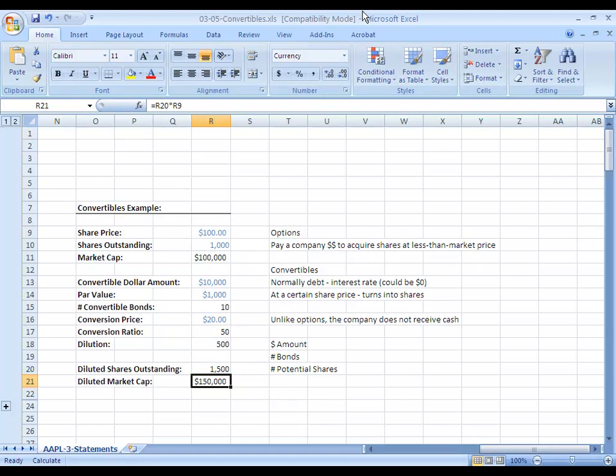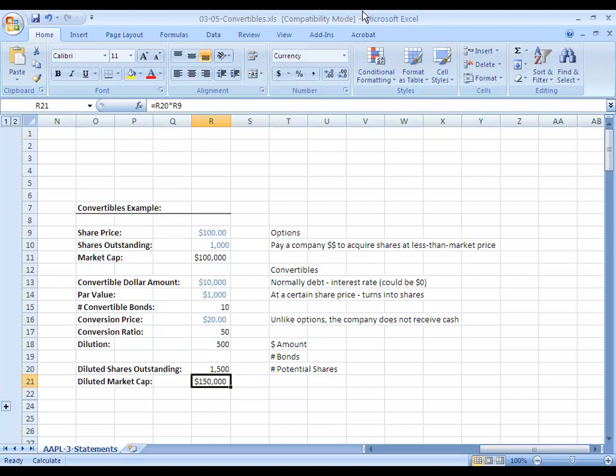In a real scenario with a real company, that would never happen. That is simply way too high and it's out of line for what you normally expect. Again, I would say 10%, maybe 20% max would be normal for this type of dilution from convertibles and from options. Anything above that is cause for concern.